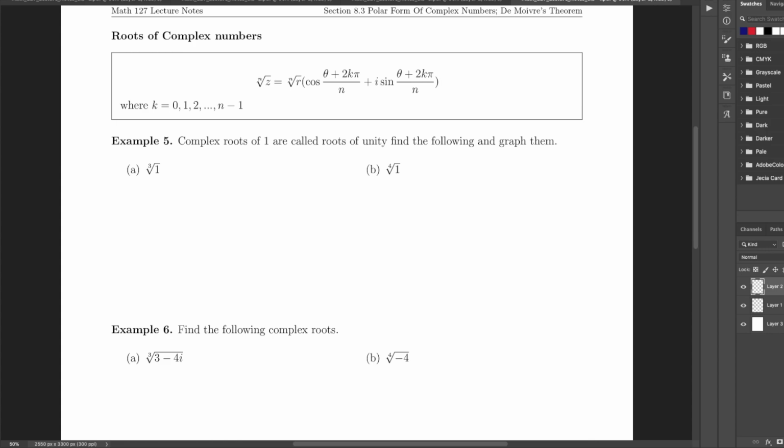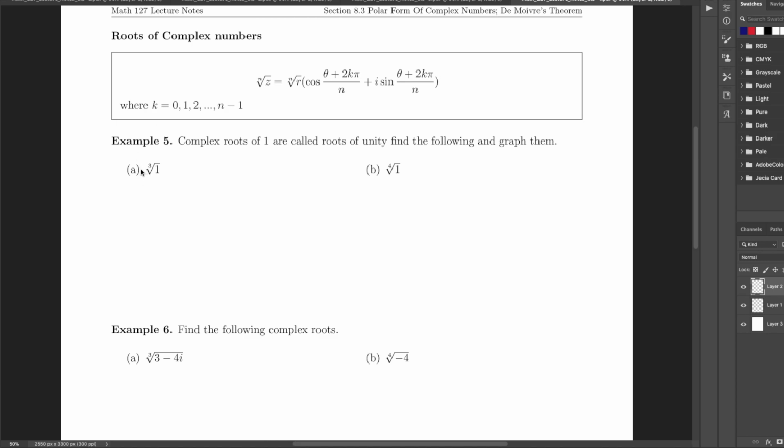Alright, so here, if we go backwards, if we take the square roots of something, we can just do something that looks like this. And this just comes from the other one. And so if we take the complex roots of 1, we call these roots of unity, and we can graph them.